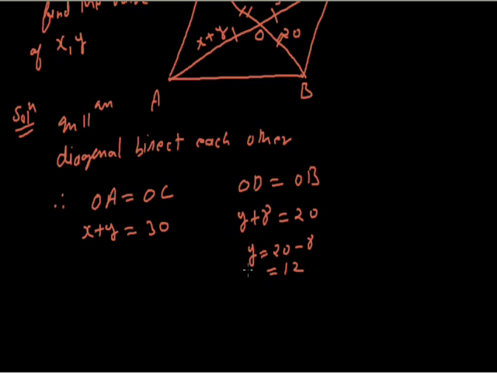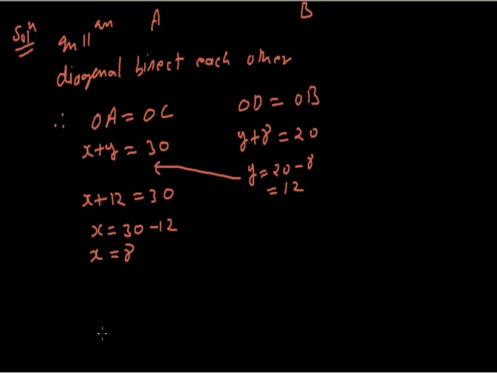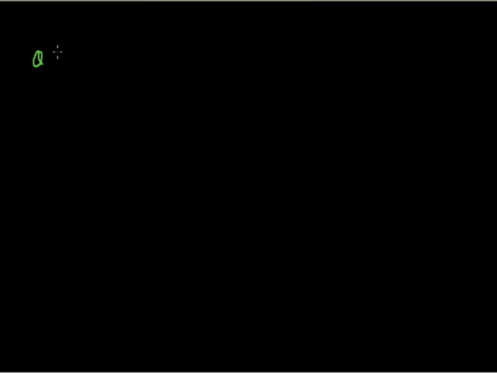Now we put the value of y in this equation. So x plus, in place of y I put 12, equals 30. So x is equal to 30 minus 12, that is equal to 18. So the value of x is 18. So our answer is x equals 18 and y equals 12 units. Now we move to the next question.